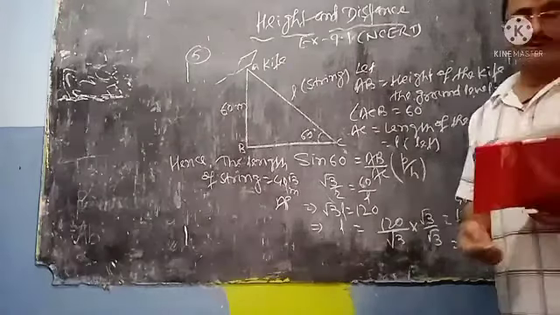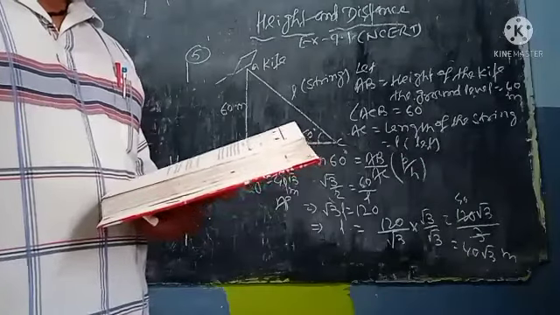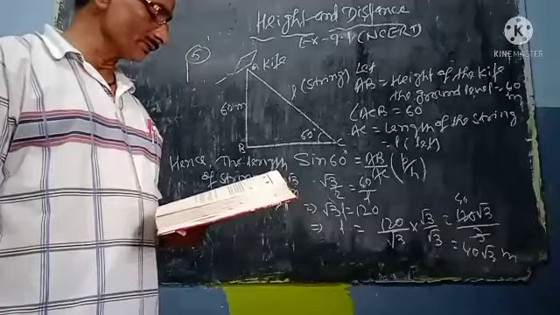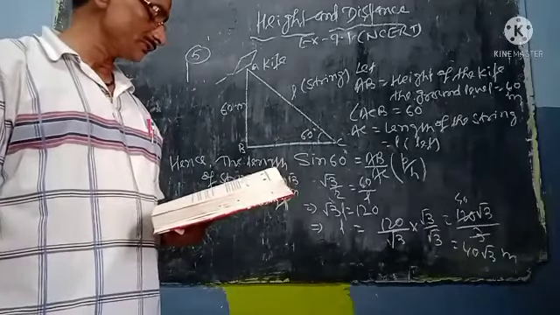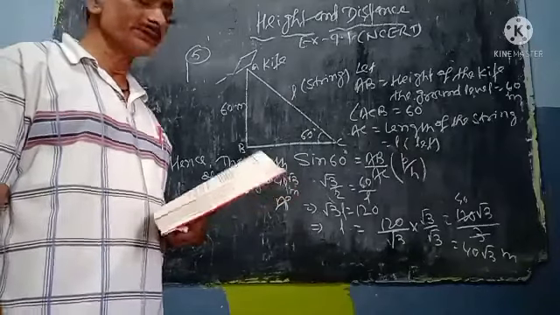Your question number 6 is: a 1.5 meter tall boy is standing at some distance from a 30 meter tall building. The angle of elevation from his eyes to the top of the building increases from 30 to 60 degrees as he walks towards the building. Find the distance he walked towards the building.